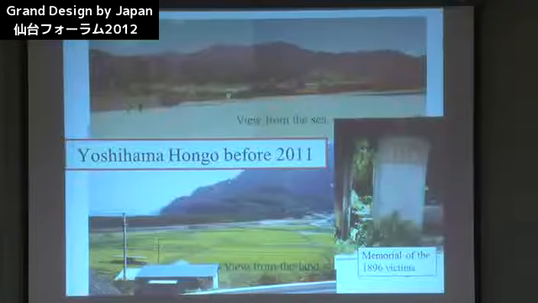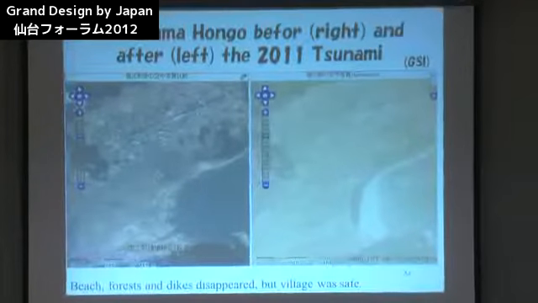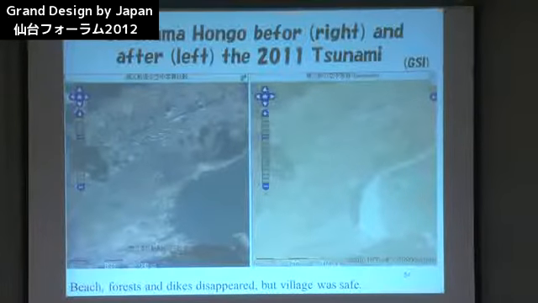And this is just before the 2011 tsunami. And now, this is after the tsunami. You see, these beaches and the coastal forests were all washed away, but still the village had no damage.